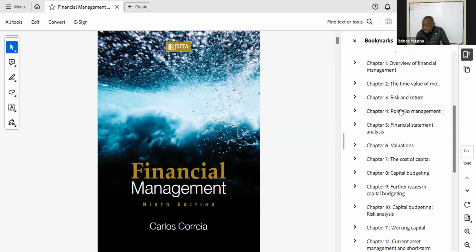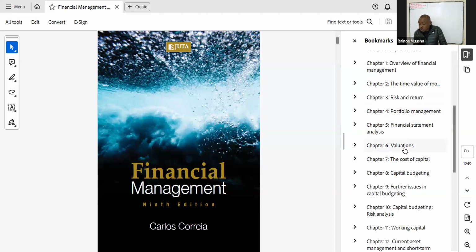Risk and return concept, portfolio management, financial statement analysis, valuations. These first 5, the assumption is you would have done them when you were doing FIN2601, which is basically your second year of financial management. So that's basically the review that they're expecting when it comes to the first 5 chapters of the textbook.